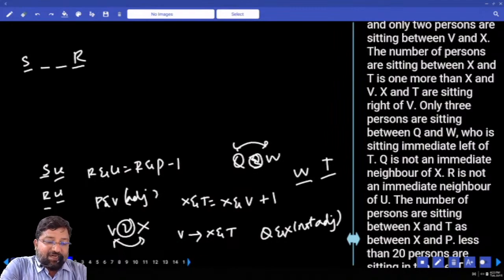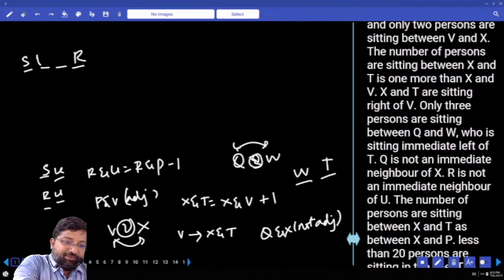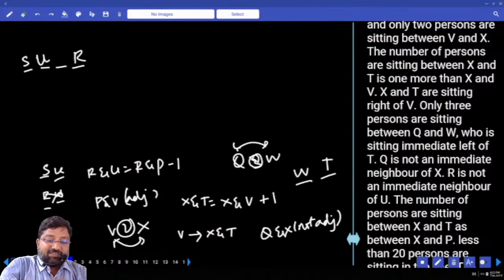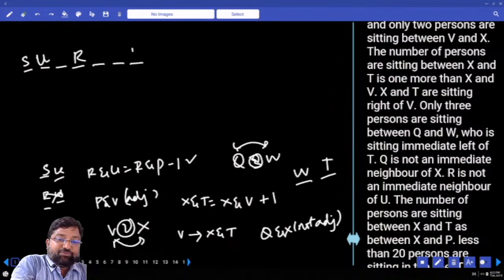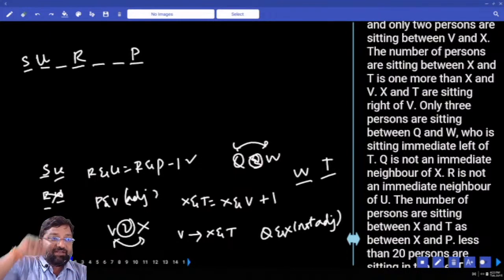Correct. R is not an immediate neighbor of U, that means R is not adjacent to U. R should be adjacent to S. Avuna kada. The number of persons between R and U is how much? 1. 1 is equal to the number of persons between R and P minus 1. And the gap between R and P should be 2 kada. Chappandamma. 2, that means on the left side of R, who came into the gap of 2 persons? S came. When P comes, P and V are adjacent kada.